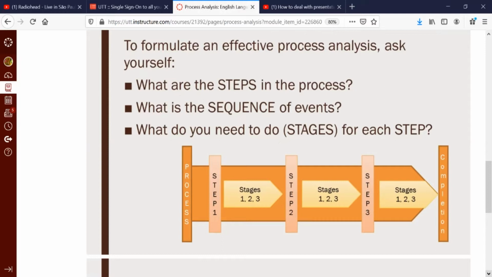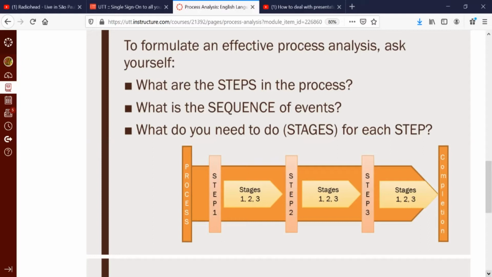So if we are looking at really explaining the process and to make a good process analysis essay, you need to ask yourself a few questions. So what are the steps in the process? So these would be your topic sentences, the larger parts or the larger sections, right? So the process is the overall thing. Step 1, step 2, step 3, these are the main subsections or the main things you have to get done.